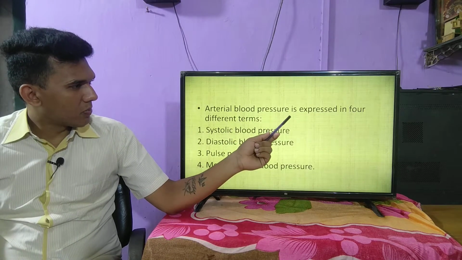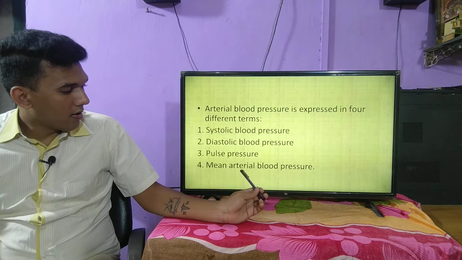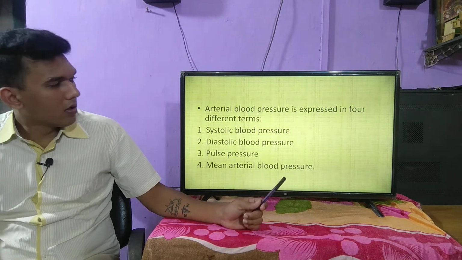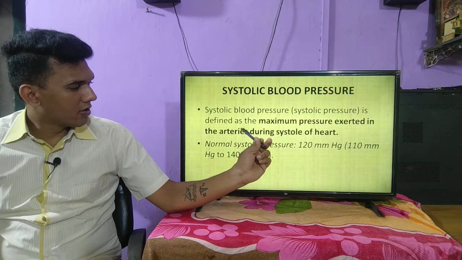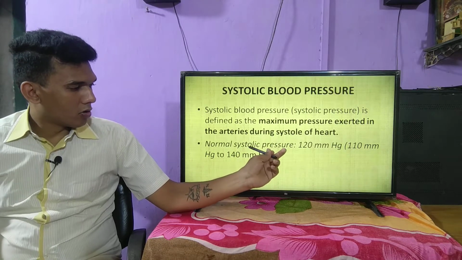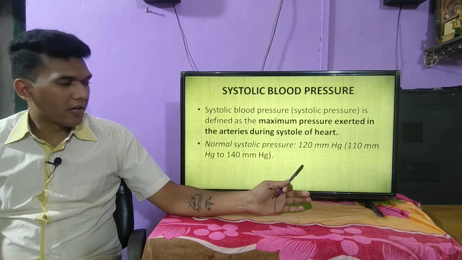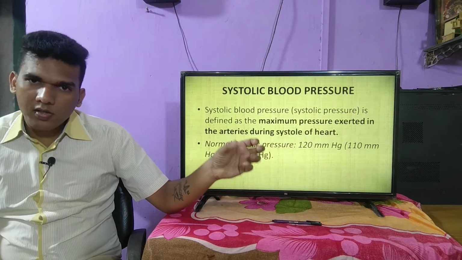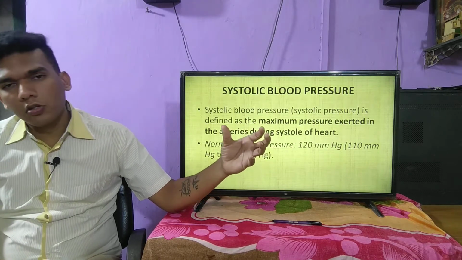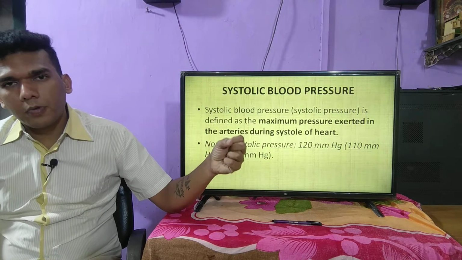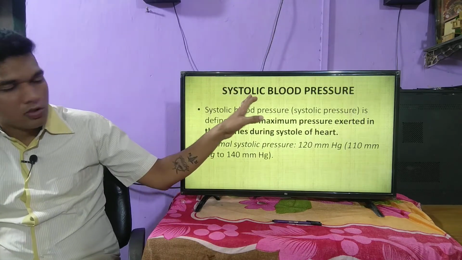Arterial blood pressure is expressed in four different terms: systolic blood pressure, diastolic blood pressure, pulse pressure, and mean arterial blood pressure. We will see them one by one. Systolic blood pressure is defined as the maximum pressure exerted in the arteries during the systole of the heart. Normal systolic pressure is 120 mm of Hg, with a range of 110 to 140 mm of Hg. When the heart is contracted and pumping out the blood, the pressure in the artery at that time is called the systolic blood pressure.